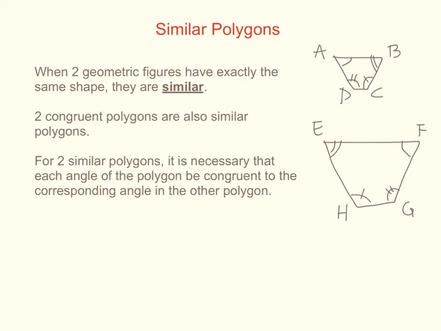So let's think about it. Which angles correspond? Well, corresponding angles would be angle A and angle F, B and D, D and G, and then C and H. Those are our corresponding angles. Corresponding sides would be AD and FG, AB and EF, BC and EH, and then DC and HG.